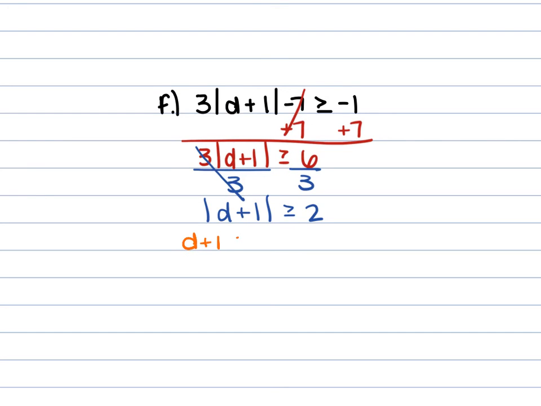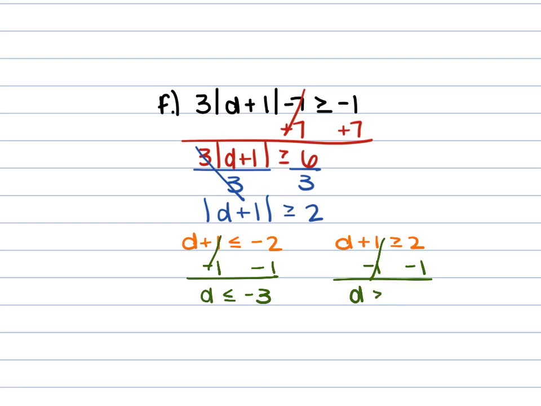We have d plus 1 is less than or equal to -2, as well as d plus 1 is greater than or equal to 2. We subtract the 1 from each side and get that d is less than or equal to -3, as well as d is greater than or equal to 1. We compare those signs. Since our smaller number comes first and is on the left-hand side, those signs point away from each other, so this is an or statement. So we're going to have d is less than or equal to -3, or d is greater than or equal to 1.